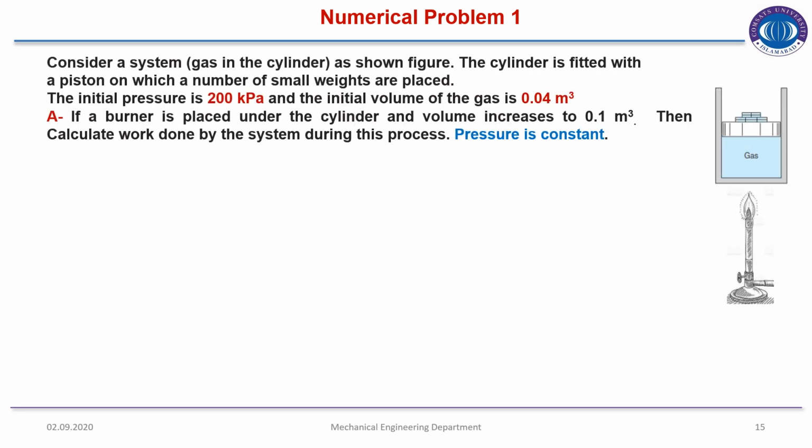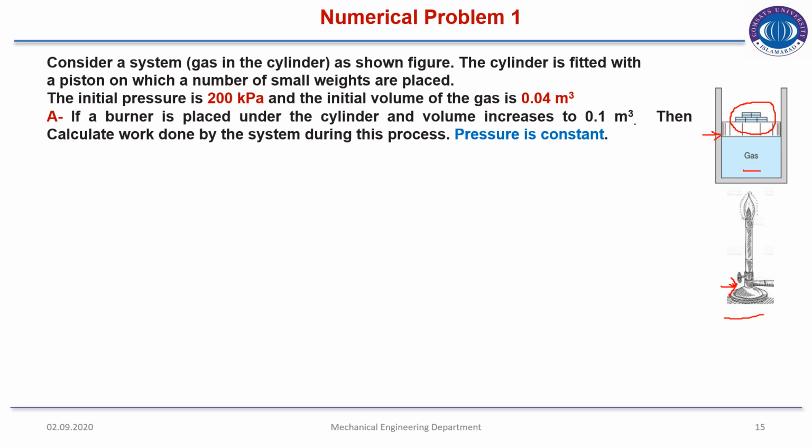So now we will solve a numerical. It's numerical problem 1. The statement states, consider a system of gas in the cylinder as shown in the figure. It's a piston cylinder system. It's a Bunsen burner. At the bottom you can control heat from this valve. So there is certain gas in the cylinder, and there is a piston, and some weights placed at the top of the piston.